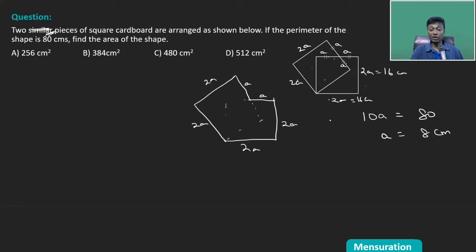Find the area of the shape. We need to find the area of the shape. It's a wonderful question. This is a weird shape. We cannot have a formula for the area of the shape directly, and that becomes very tricky to find. There are multiple ways of doing this. We can say, look, this weird shape can be carved into shapes that we understand. How do we do that?